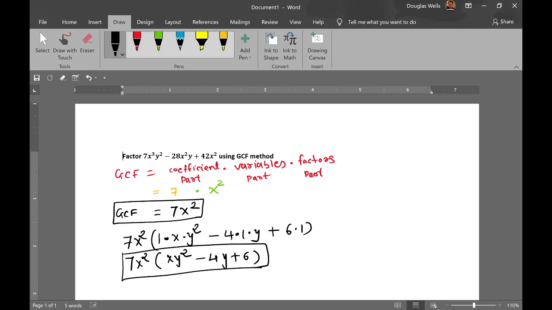How do I verify it? I just distribute 7x squared to each term inside my parentheses. So the first term, that will definitely give me 7x cubed y squared. My second term, when I distribute 7x squared to, I will get negative 28x squared y. And my third term, when I distribute 7x squared to, that will give me 42x squared. So this is our final answer. Hope this will help you.